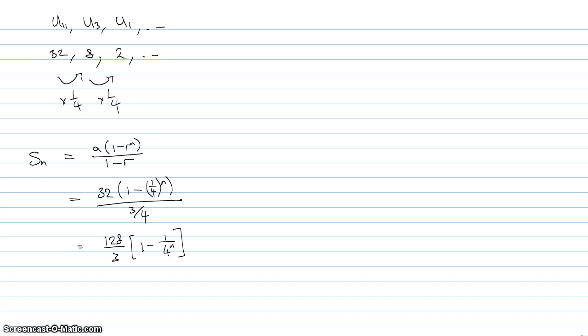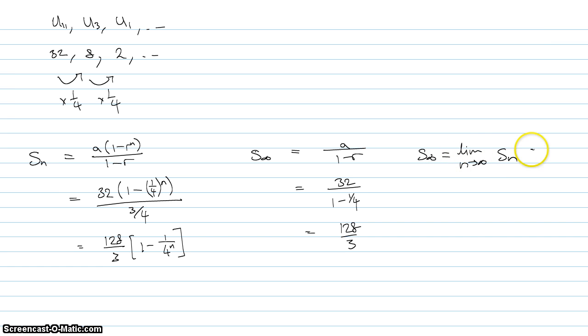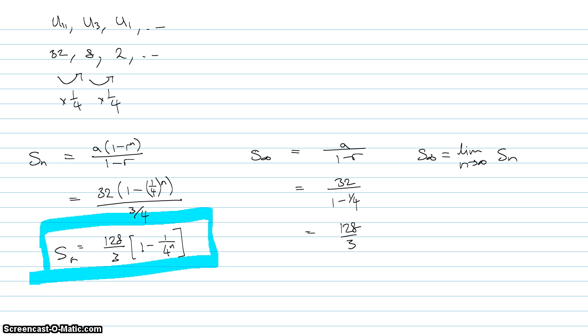Find the sum to infinity of the series. Well, for S infinity, there are two ways you can do this. You can know S infinity is just going to be a over 1 take r, in which case it's going to be 32 over 1 take 1 over 4, which is 128 over 3. That's one way. The other way is that S infinity is nothing more than the limit as n goes towards infinity of Sn, right? So basically you take your Sn formula here and you substitute in a very, very big number for n, and that will give you something arbitrarily close to S infinity.